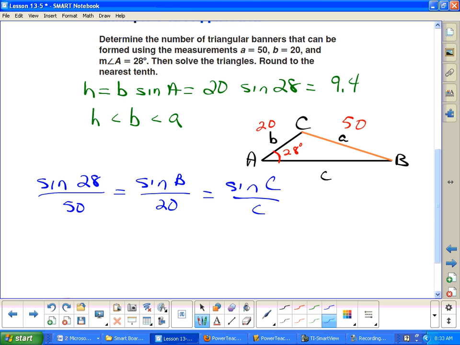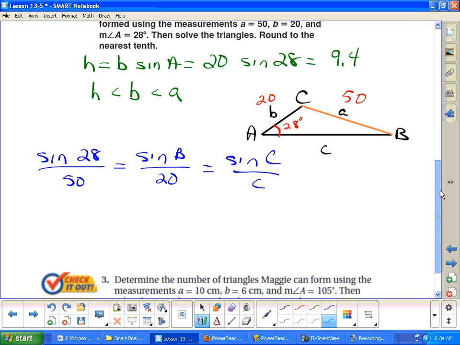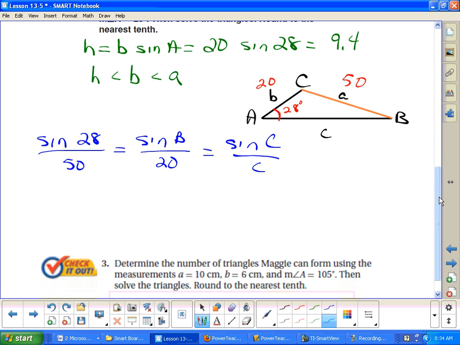Now we don't know anything from the third one, do we? Okay. So we're going to have to solve the second one. Solving the second one will give us angle B, so then I'll know two of the three angles. So then I'll be able to find angle C and then side C. So we get 20 sine of 28, and we can just leave the 50 there in this case. That equals the sine of B.